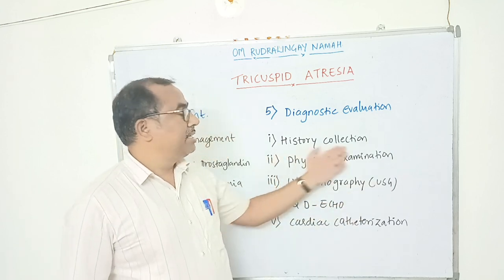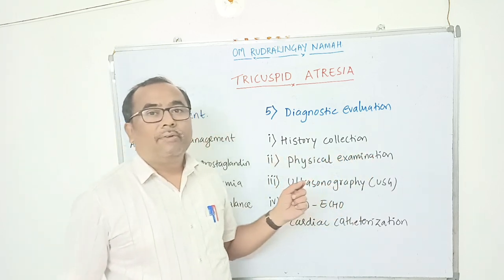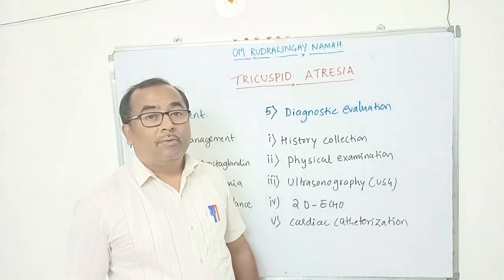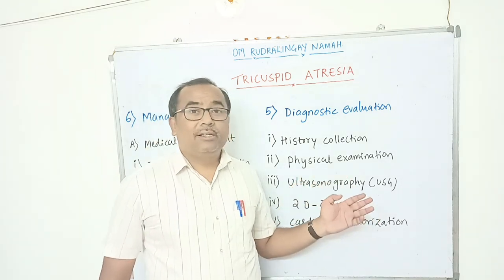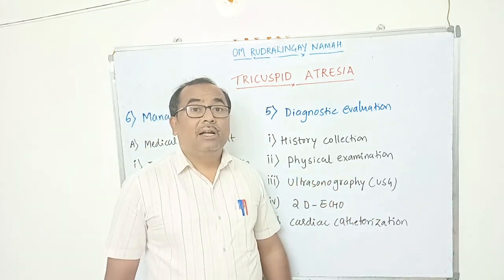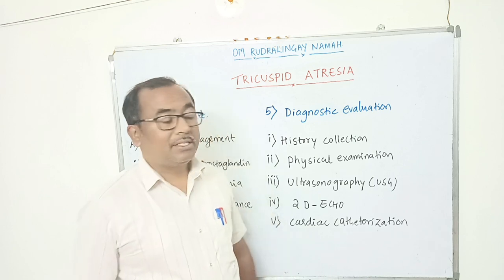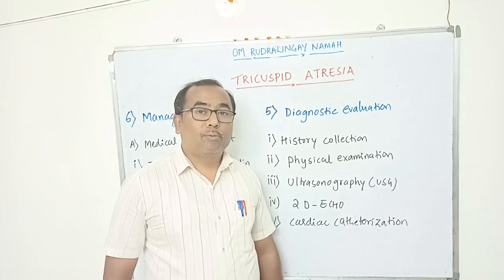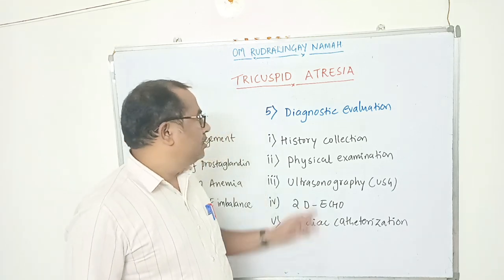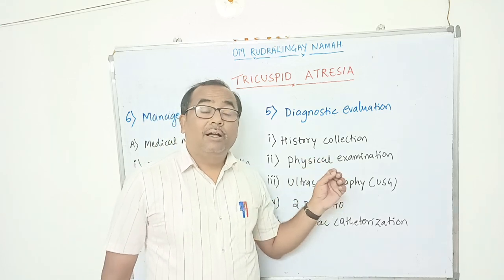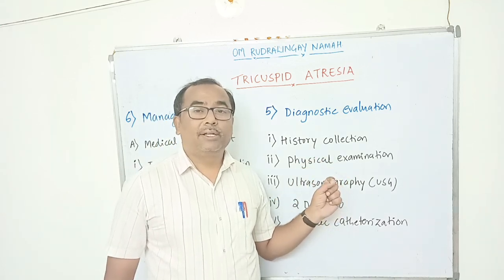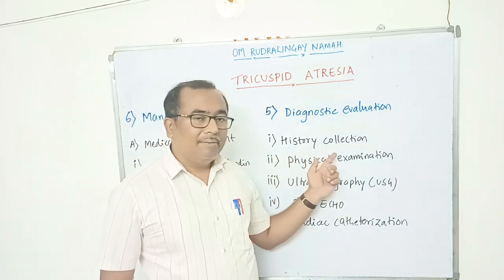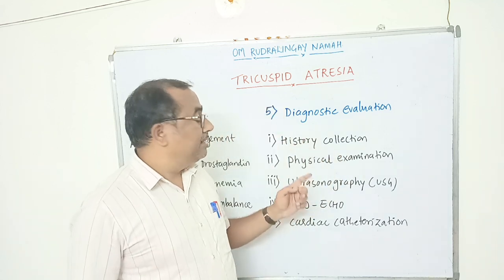So first one is history collection. History should be collected from the mother: whether she had excessive alcohol during pregnancy, whether she heavily smoked during the pregnancy, whether she had any teratogenic infection during the first trimester, whether she consumed any drugs during the first trimester, and whether the baby is suffering from any chromosomal abnormalities. Other history: whether the mother had diabetes mellitus, maternal insulin dependent diabetes mellitus. All this information related to tricuspid atresia we have to obtain.